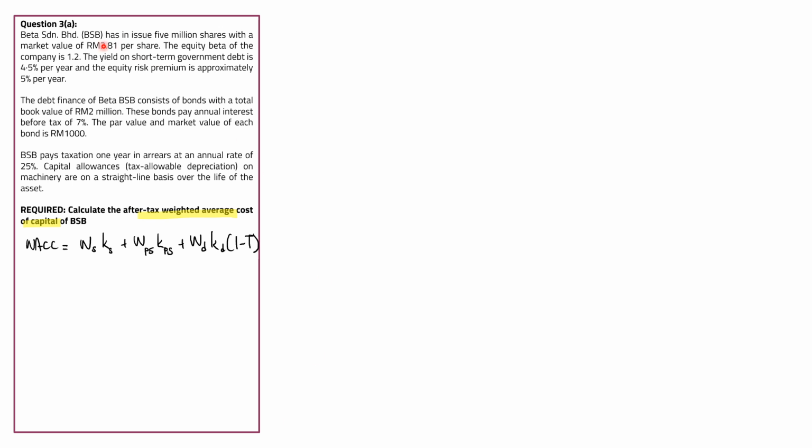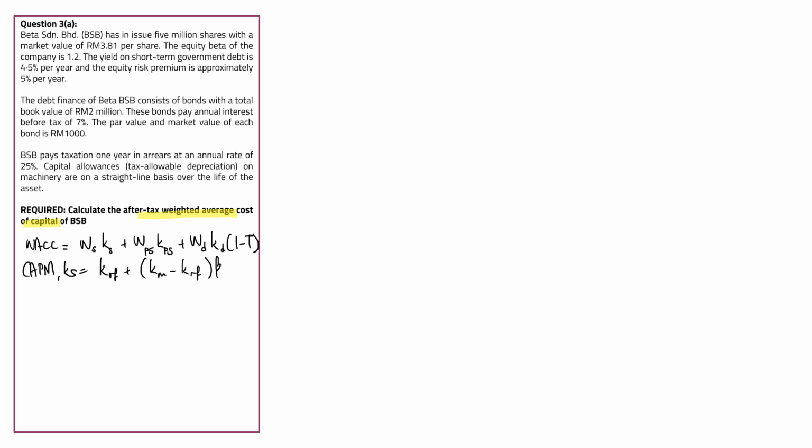And if we look up here, it says the word beta. So if you see the word beta, most probably it is related to the capital asset pricing model, also known as the CAPM, where we calculate the cost of equity, KS. The formula for that, under the CAPM model, is KS equals the risk-free rate plus the market risk minus the risk-free rate, times the beta.